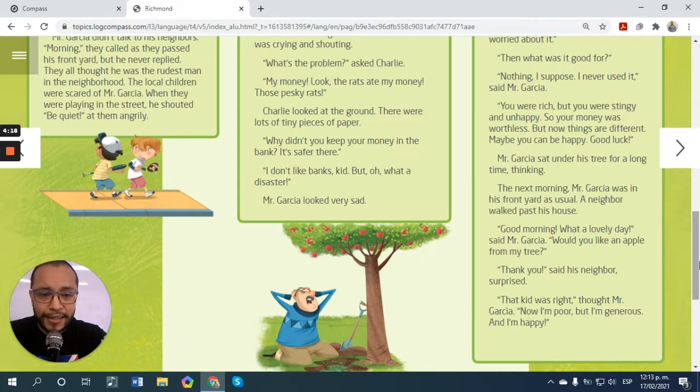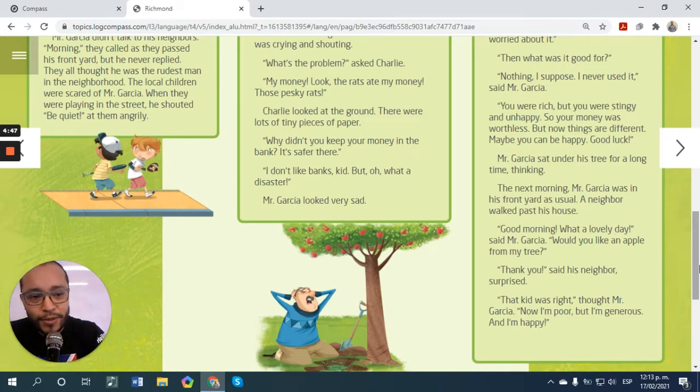Good luck." Mr. Garcia sat under his tree for a long time thinking. The next morning, Mr. Garcia was in the front yard as usual. A neighbor walked past his house. "Good morning. What a lovely day," said Mr. Garcia. "Would you like an apple from my tree?" "Thank you," said his neighbor, surprised. "That kid was right," thought Mr. Garcia. "Now I am poor, but I am generous and I'm happy."